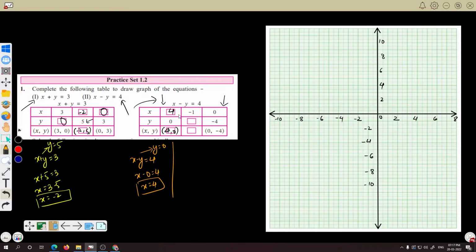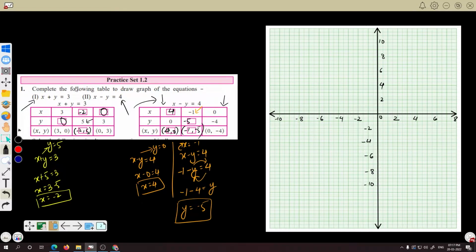Now looking at the second example in which x is given to you as minus 1. So again I'll copy the equation x minus y is equal to 4. I will replace x with minus 1. So minus 1 minus y is equal to 4. Shift this minus y on the other side and shift this 4 on the left hand side. So minus 1 minus 4 is equal to y. So therefore y is equal to minus 5. The coordinates are minus 1 comma minus 5. I hope this is clear to you.